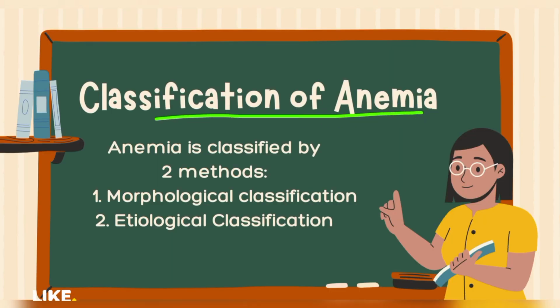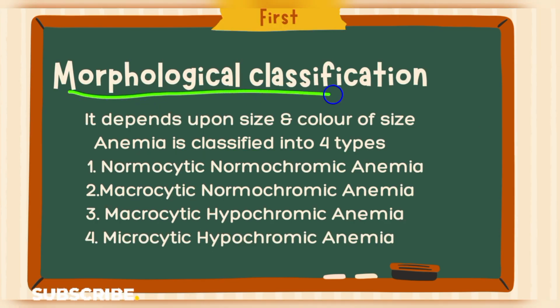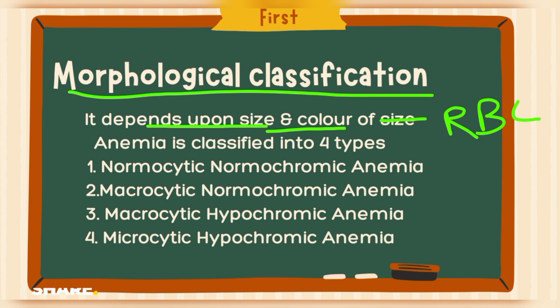Classification of anemia. Anemia can be classified by two methods. First is the morphological classification, second is the etiological classification. First we will talk about the morphological classification. तो जो मॉर्फोलॉजिकल क्लासिफिकेशन होता है, it depends upon the size and the color of the RBC. आरबीसी का साइज कैसा है, आरबीसी का कलर कैसा है, उस according to that इस एनीमिया को हम क्लासिफाई करते हैं। And this is classified into the 4 types.